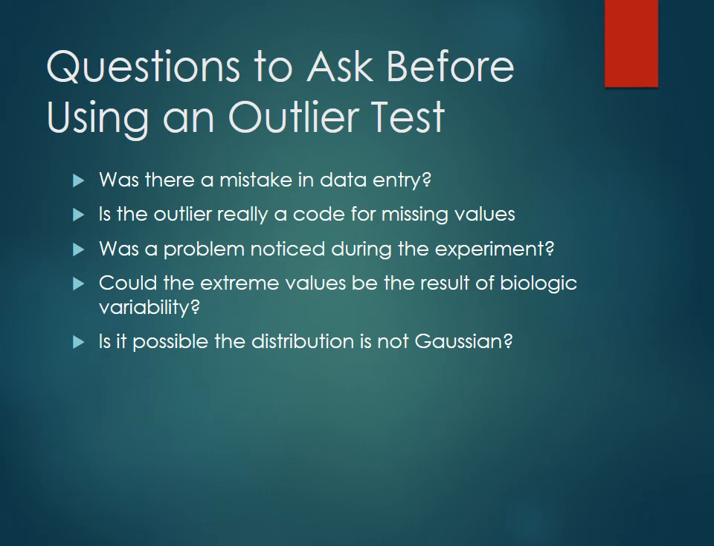So a question you would ask yourself before using an outlier test is, was there a mistake made in the data entry? Is the outlier really a code for missing values? Sometimes you'll see a value listed as 0 or 1 or something like that as a code for a missing value. Was there a problem noticed during the experiment? Could the extreme values be a result of biological variability? And is it possible the distribution is not Gaussian? Again, you'd probably want to run a normality test before trying to run one of these outlier tests.